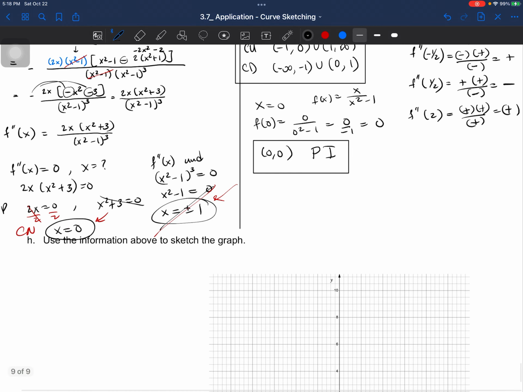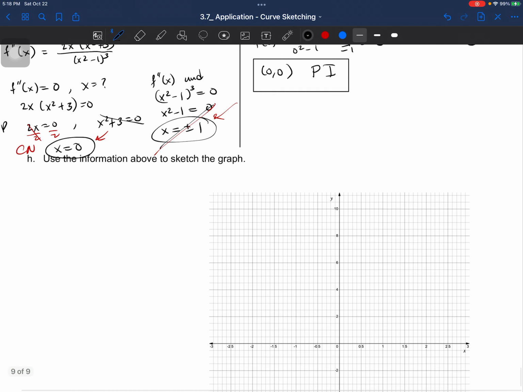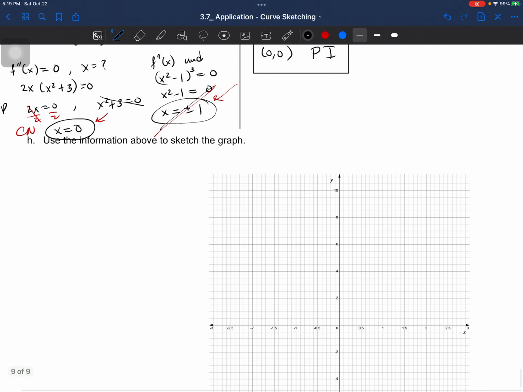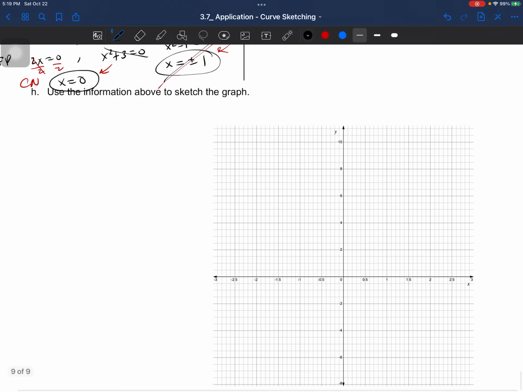And I think we got everything we need. Let me double check here. All right, so let's look at our notes. Perfect. All right, so let's start with what we found earlier. We know that we have an x-intercept and y-intercept at the same place, so that's at x equals 0.